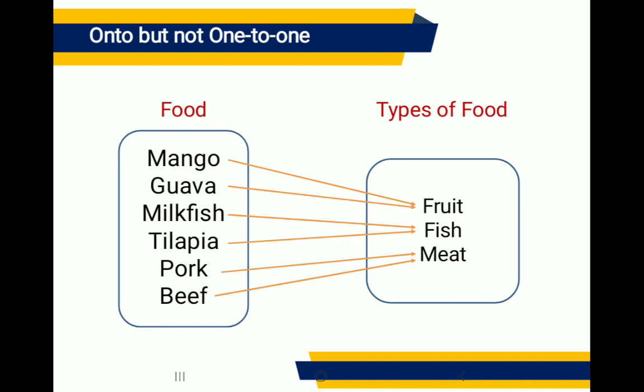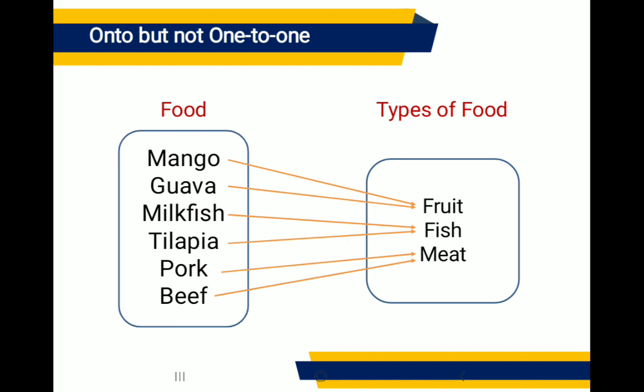So, yung pre-image din ng fish is milkfish and tilapia. And yung meat is pork and beef. So, it is not 1-to-1. Pero masasabi natin na it is onto function because lahat ng elements sa types of food ay meron silang pre-image.